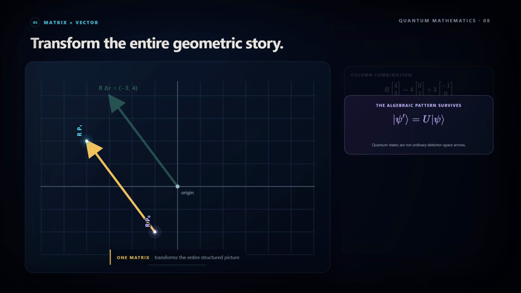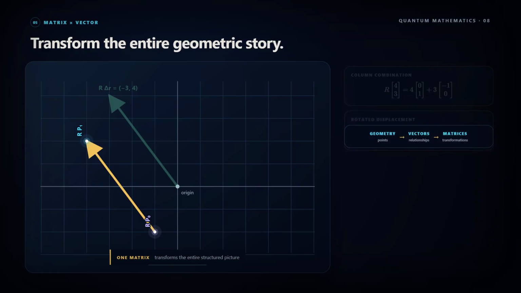The same architecture reaches quantum mechanics. A quantum state is not generally an arrow in ordinary detector space, so we will not pretend that it is. But the algebraic pattern survives. An operator U acts on a state psi to produce a new state psi prime. Today we built the visual intuition underneath that pattern. Geometry supplied points. Vectors described relationships and motion. Matrices transformed the whole coordinate story with one consistent role.